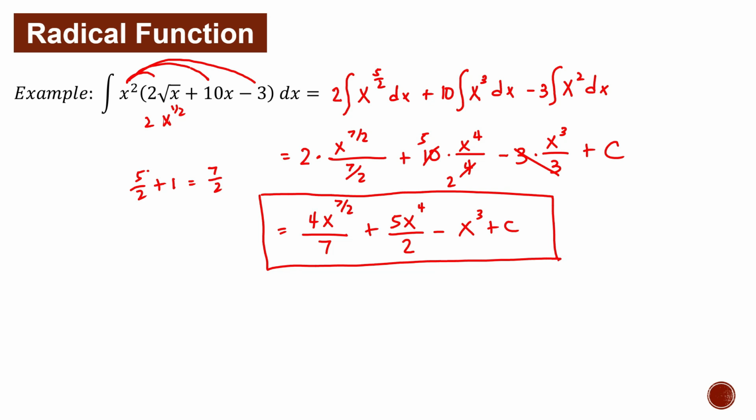So there you go. That's how you find the antiderivative of polynomial function, rational function, and radical function.